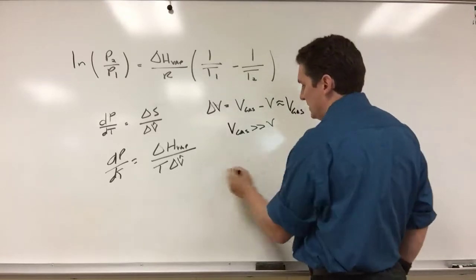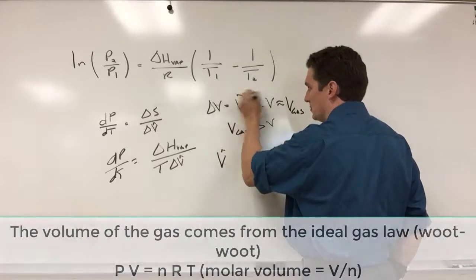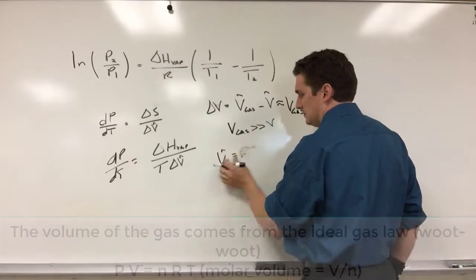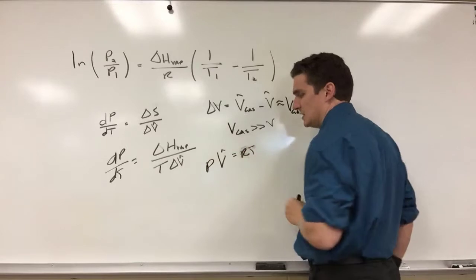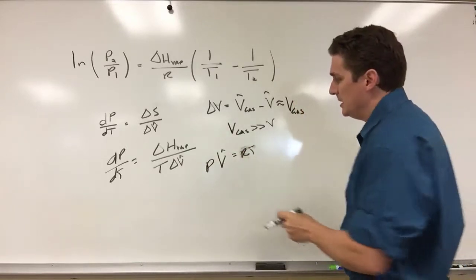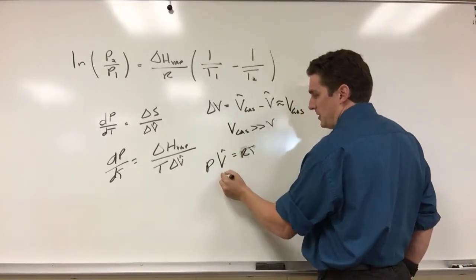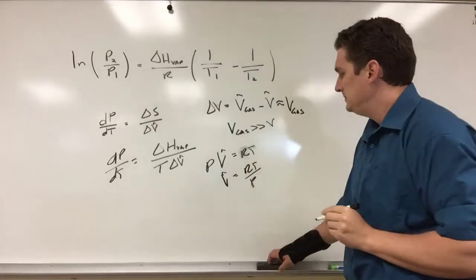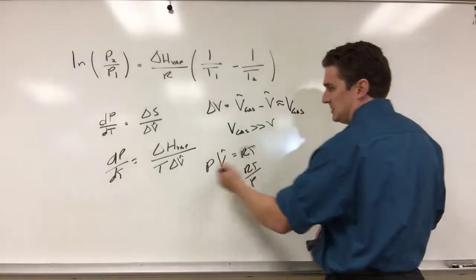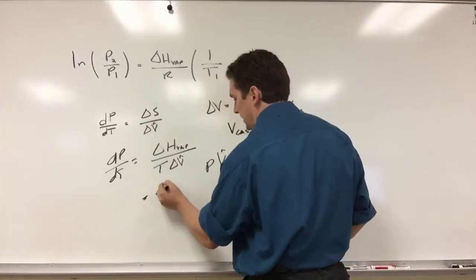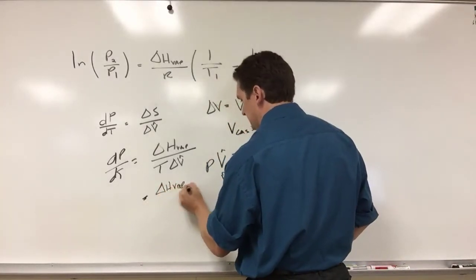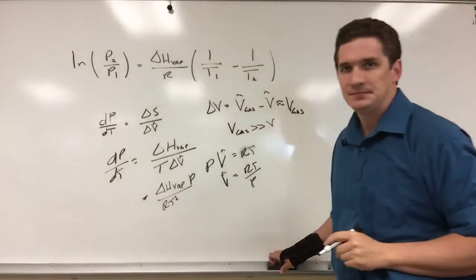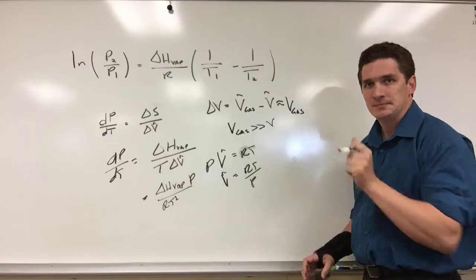And the volume of the gas, these are all molar quantities, is just connected to the ideal gas equation. So if I rearrange for the volume, I get the volume equals RT over P. And when I substitute back into this equation, I get dP/dT equals delta H of vaporization over RT squared times the pressure. Good so far?